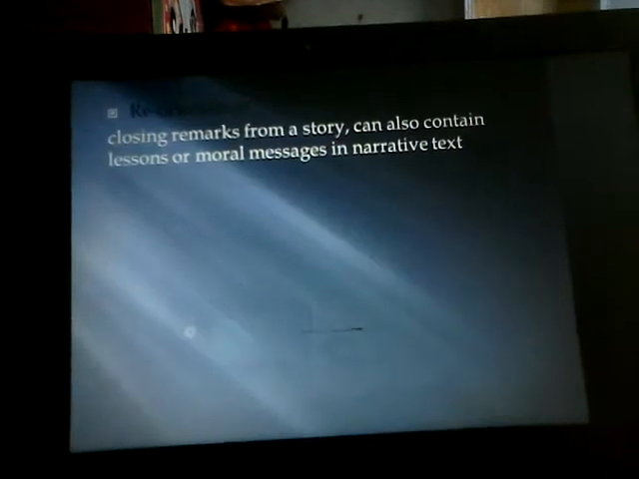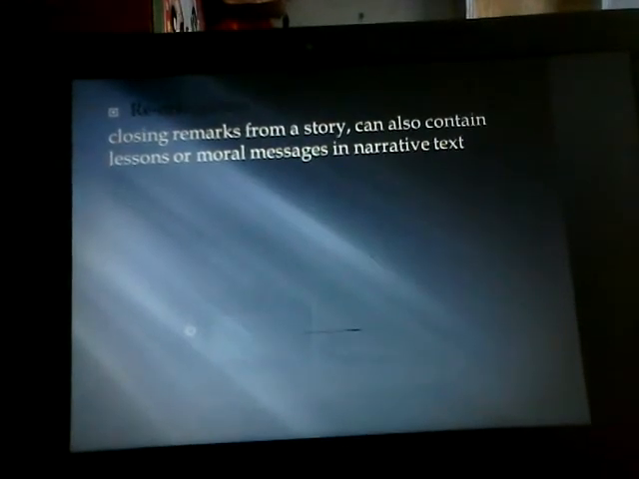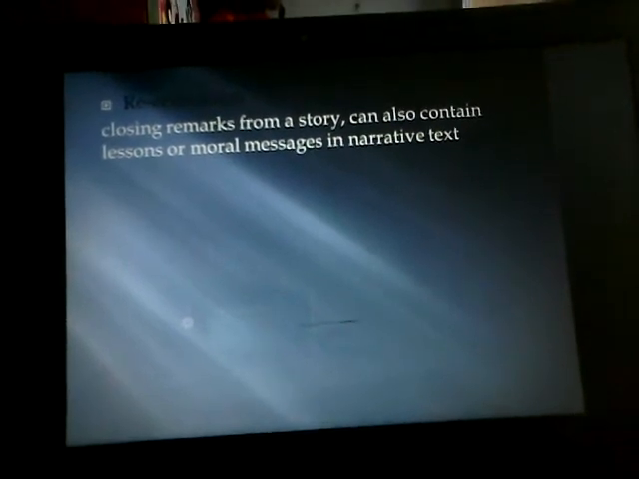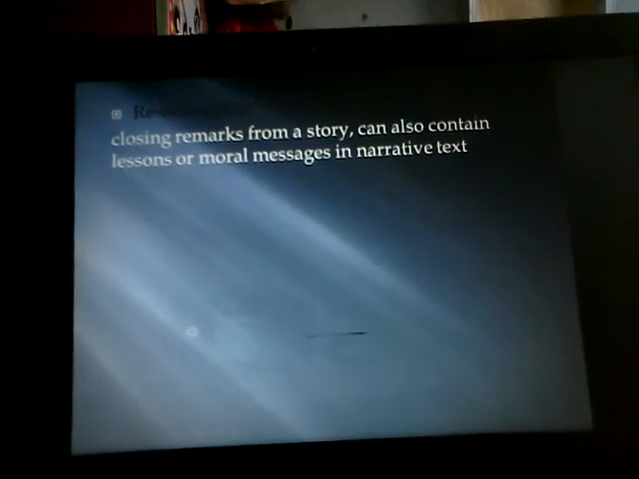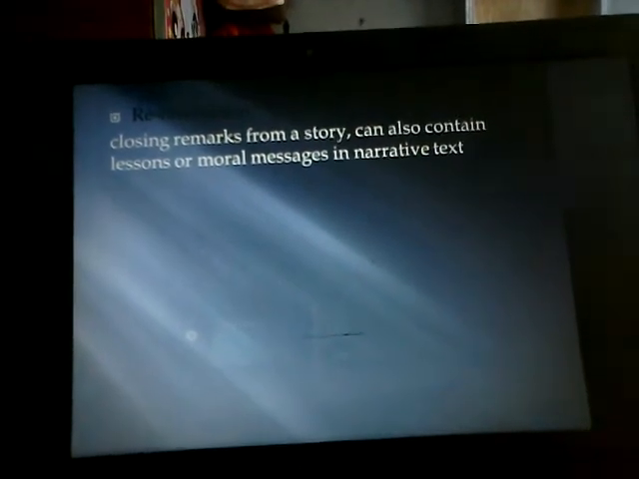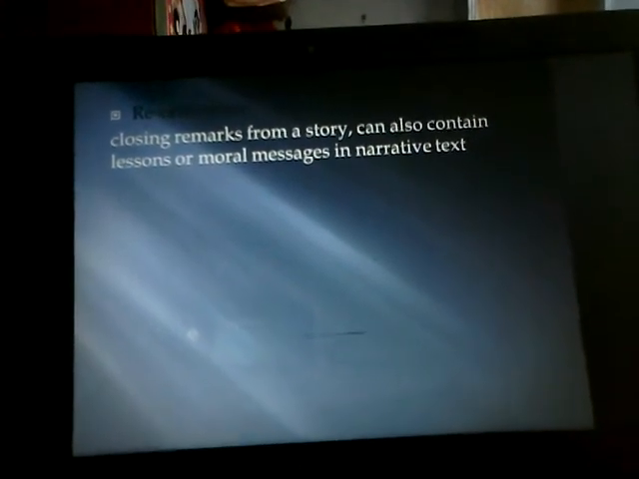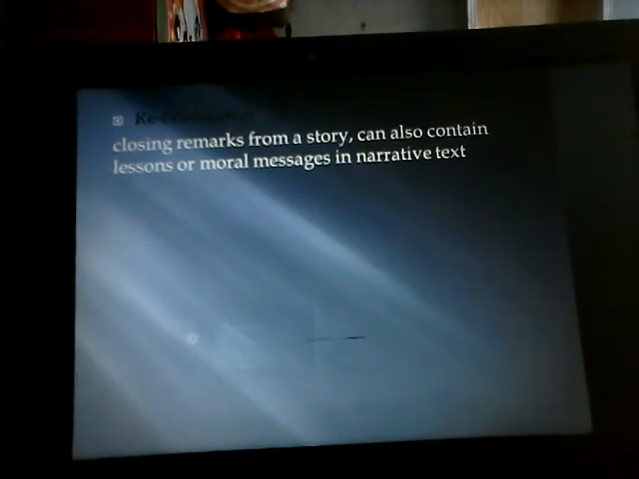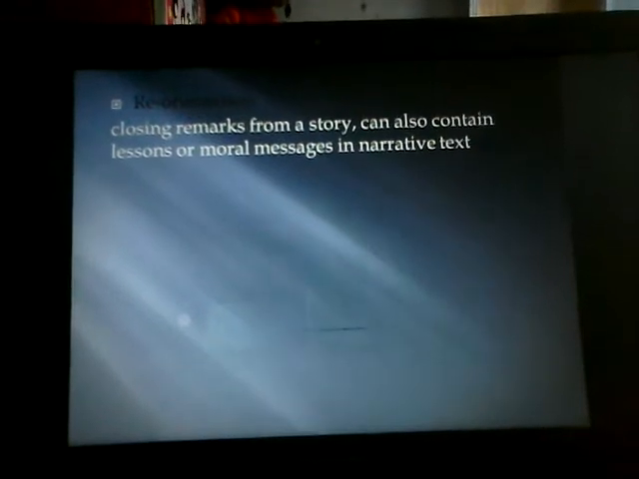And the last, reorientation. Reorientation is the closing remarks from a story. It can also contain lessons or a moral message in narrative text.